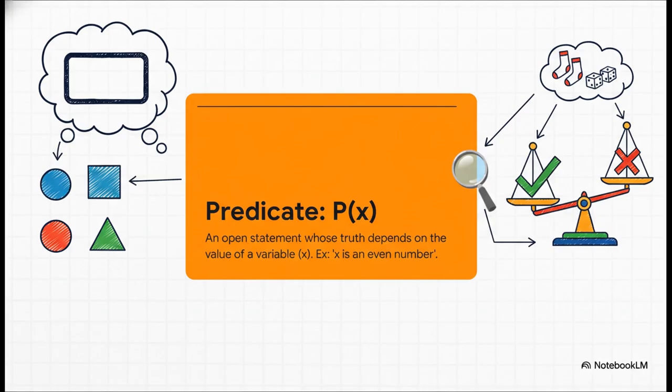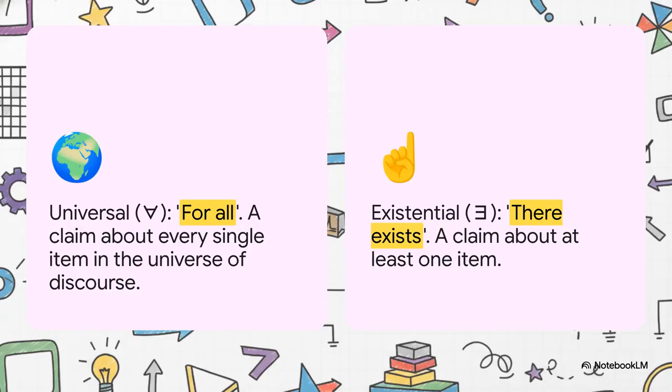So a statement like, X is an even number isn't true or false yet, right? It's just waiting. But the second we plug in a value for X, say we plug in 4, boom, it becomes a true proposition. If we plug in 5, it becomes a false one. Now, here's where it gets really powerful. We take that predicate and we combine it with something called a quantifier. There are 2 main flavors.